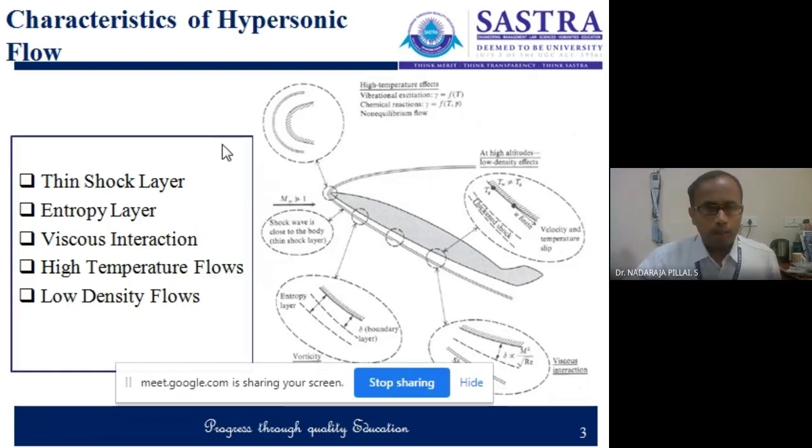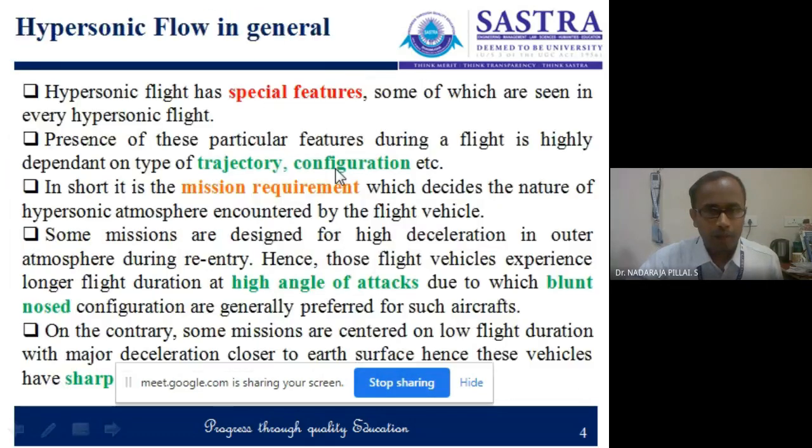Now, today our idea is to classify. So before going to the classification, we need to know on what basis we classify. The first point is very clear. We know there are some special features of hypersonic flow. Then the second one, based on the trajectory and the configuration, we can classify.